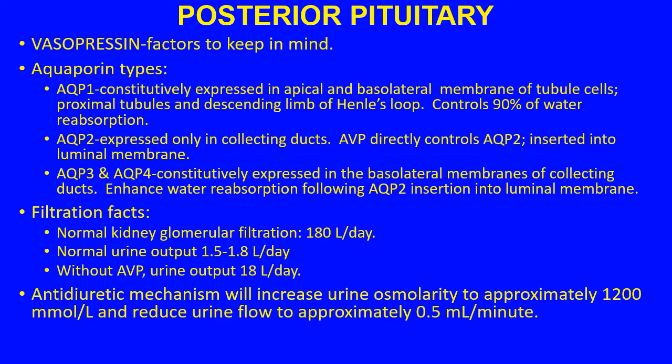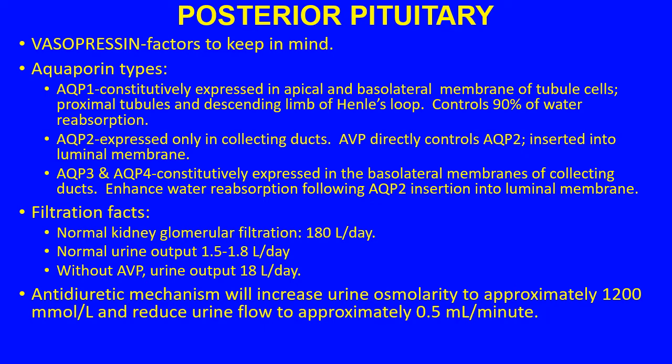What 3 and 4 are going to do is enhance water reabsorption following AQP2's insertion into the lumen membrane. So they assist in getting the water out of the cell so you don't have water build up in the cell and then cell lysis. Now, the filtration facts, you have to keep this in mind because this is where it's going to be important for your case studies, as well as just understanding basically how important AVP is. Normal kidney glomerular filtration is 180 liters a day.